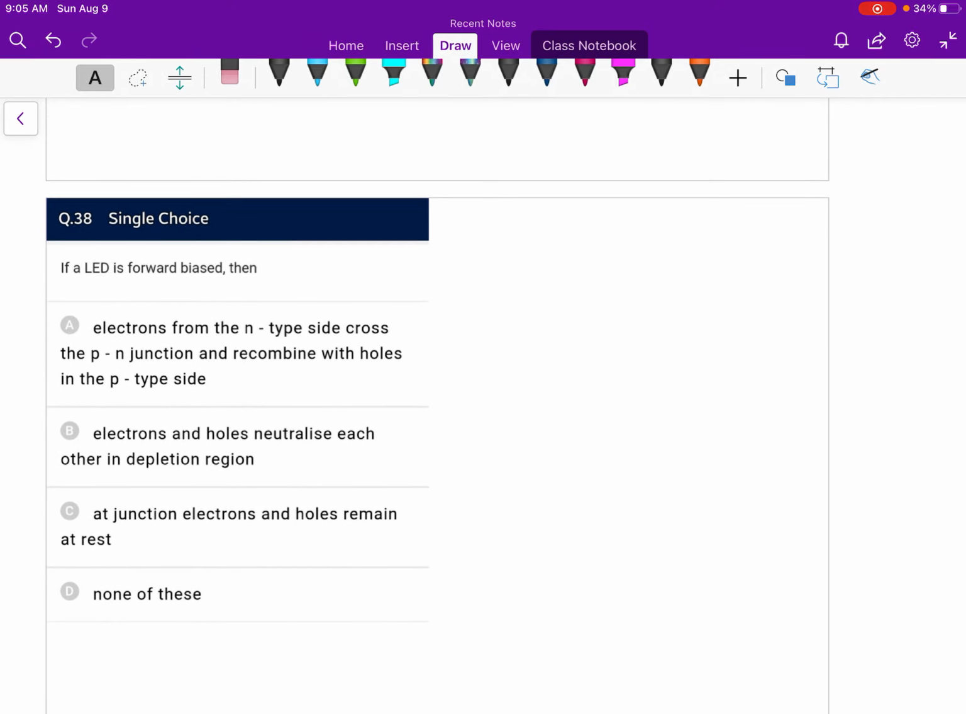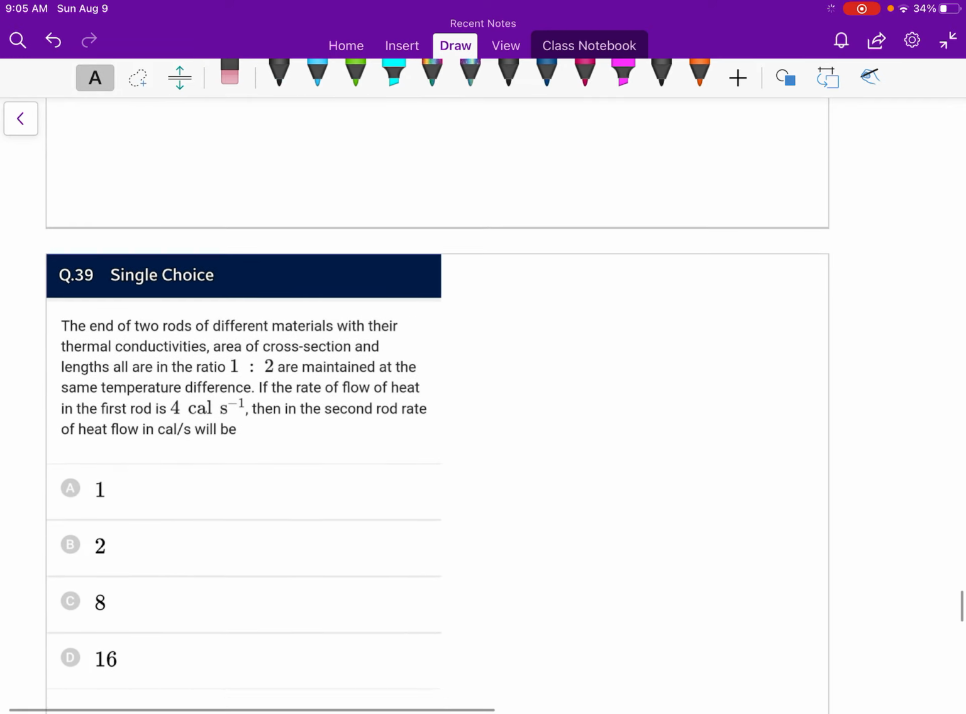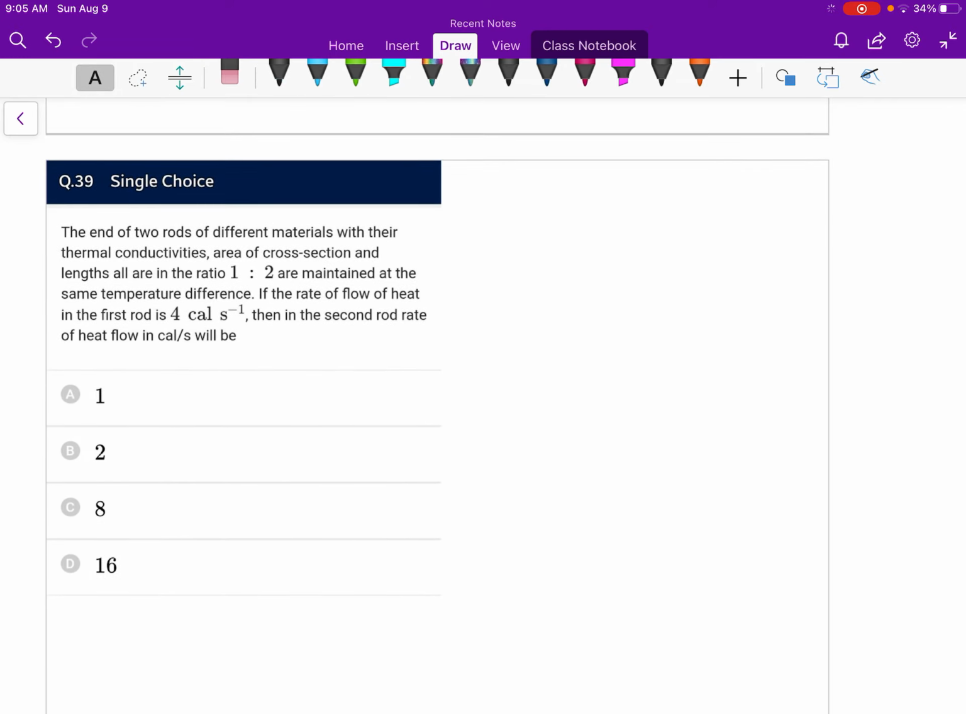If an LED is forward biased, so in forward bias, electrons from the N-type side cross the PN junction and recombine with holes in the P-type. For diffusion current, electrons from the N-type move to the P side as the width of the depletion layer decreases, as the potential barrier decreases. So A is the correct option.